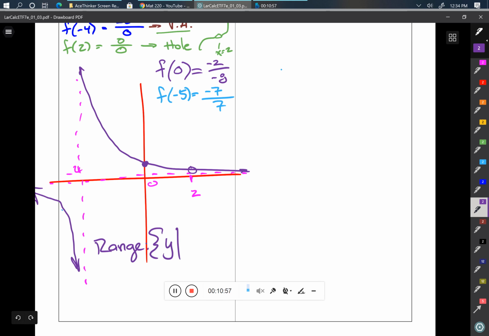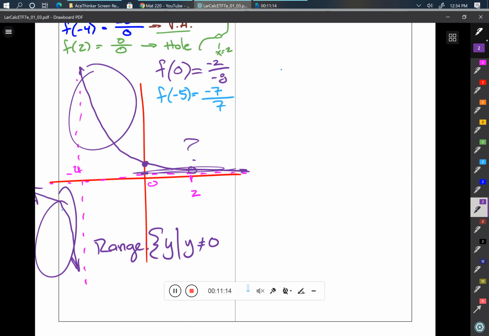So I know that y can't be 0. It can be positive numbers up here. It can be negative numbers down here. But there's also going to be a number missing right here at that hole. And what's that y value that it's missing at? And honestly, I don't know yet. There's another number that's missing.